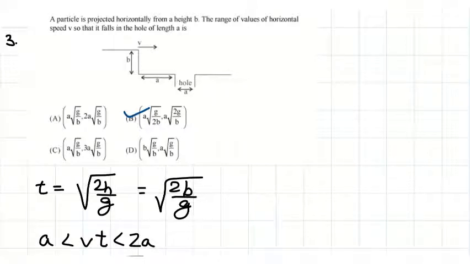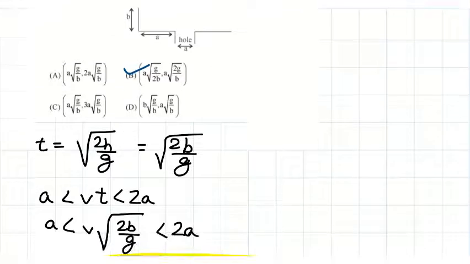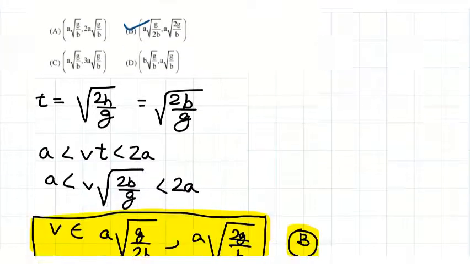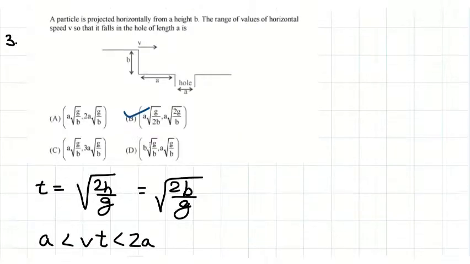Now time of flight is given by the formula root 2h by g when a particle is projected horizontally, and the height is given as b. Now a is less than vt, which is again less than 2a. We could also do this in another method by substituting the value of range as v root 2h by g, that is vt. So we get the range as vt in this case and range as vt in this case as well. When we substitute a equal to vt, we get one answer, and when we substitute 2a equal to vt, we get this second answer.